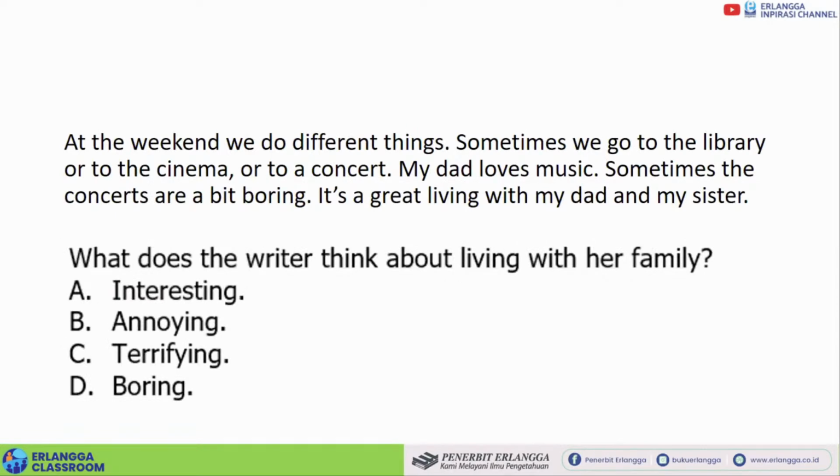Pertanyaannya adalah, what does the writer think about living with her family? Okay, to remind you with the text, ada bagian terakhir ini ya, yang I quote from the last paragraph of the text. You can read it to answer this question.